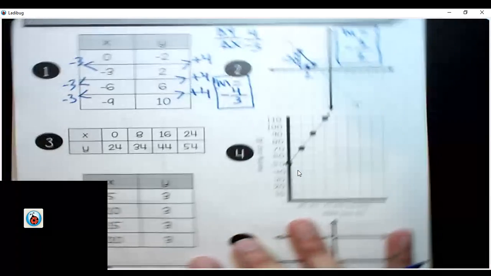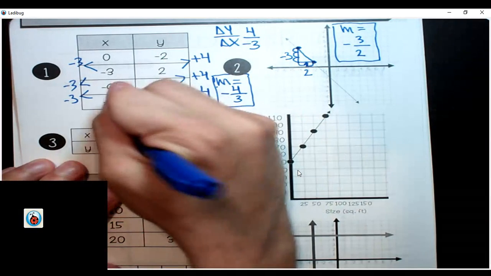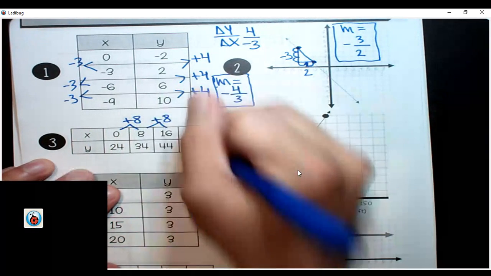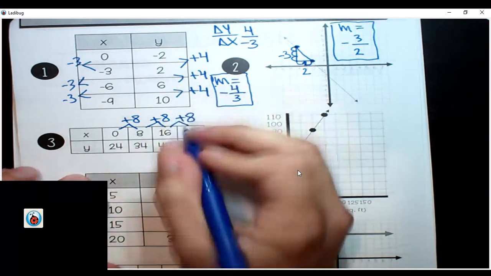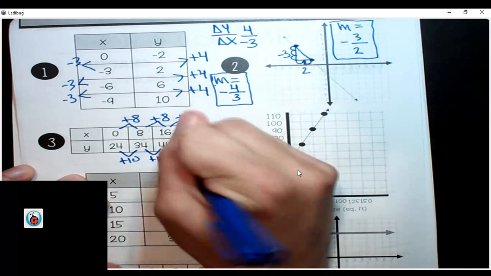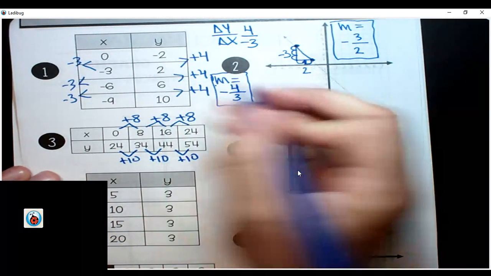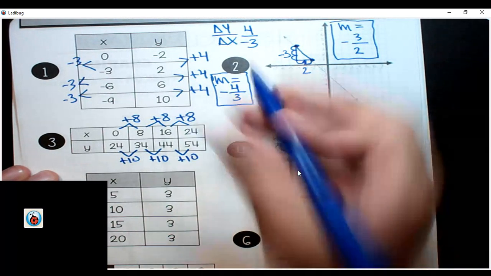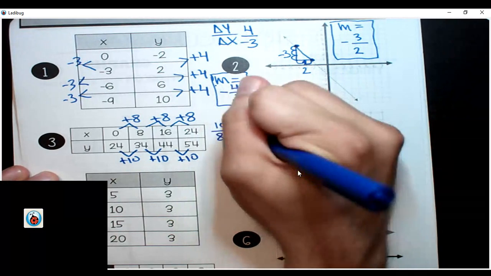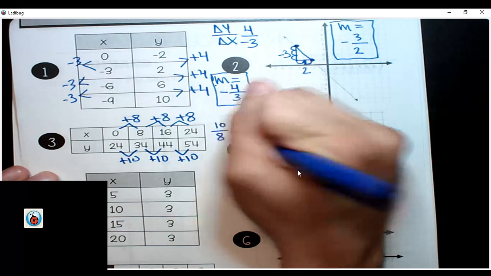Let's look at number 3. 0 to 8 is +8, +8, and +8. This is +10, +10, +10. So delta Y over delta X, we get 10 over 8. That reduces to 5/4. So we get a slope of 5/4.